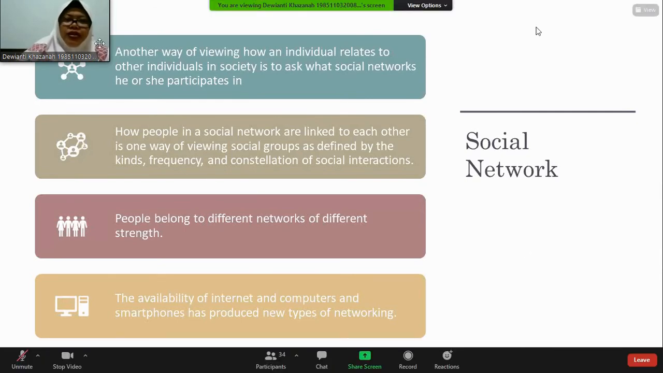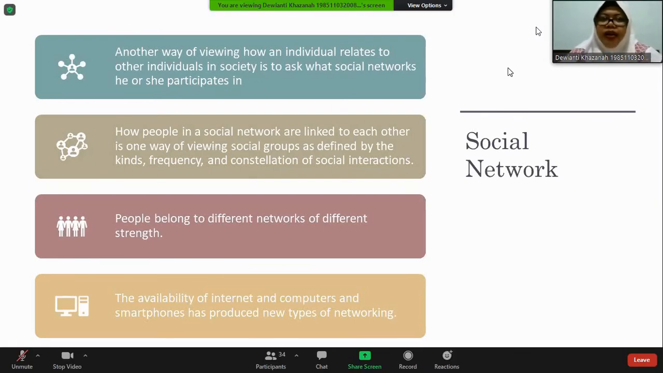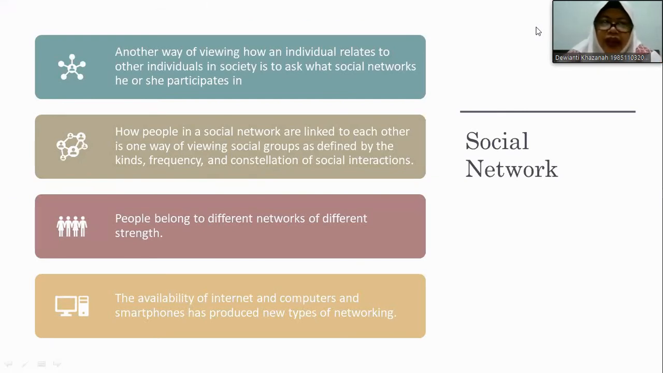Nah, social network. Okay. Now the network can get wider because of the development of technology nowadays. It is no longer something, an interaction, that we do and meet face to face, but because of technology, we can make social networks that link people together, even though they do not really reside in the same area. Okay, how people in a social network are linked to each other is one way of viewing social groups as defined by times, frequency, constellation, and social interactions.